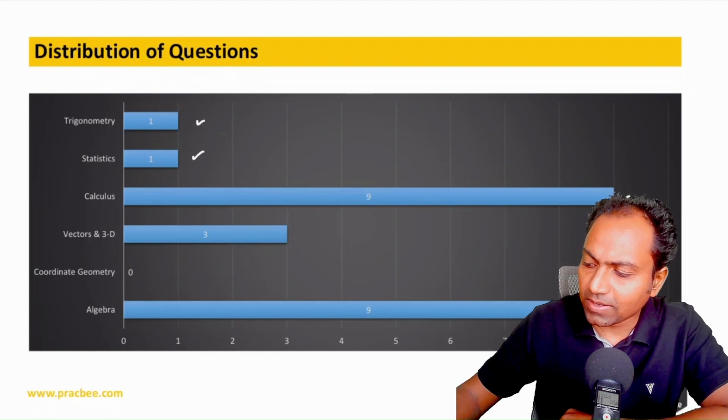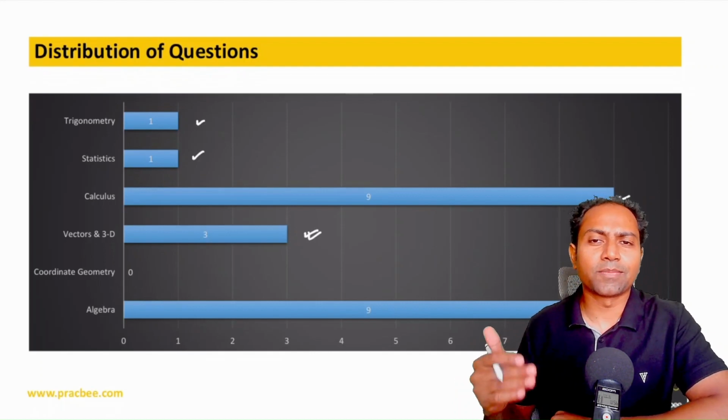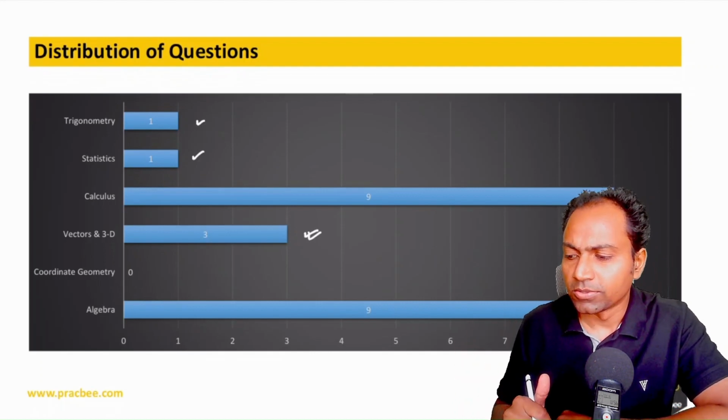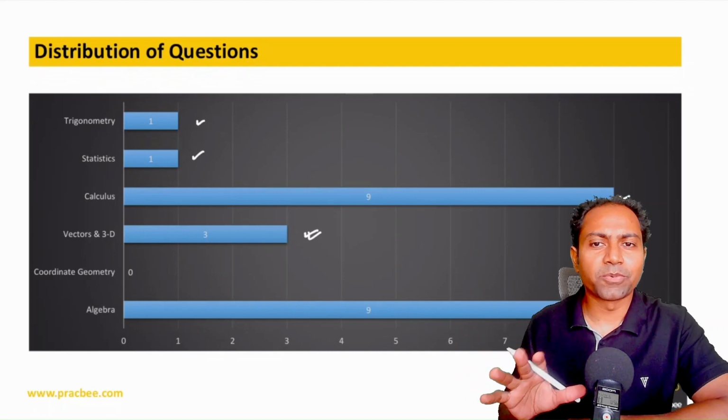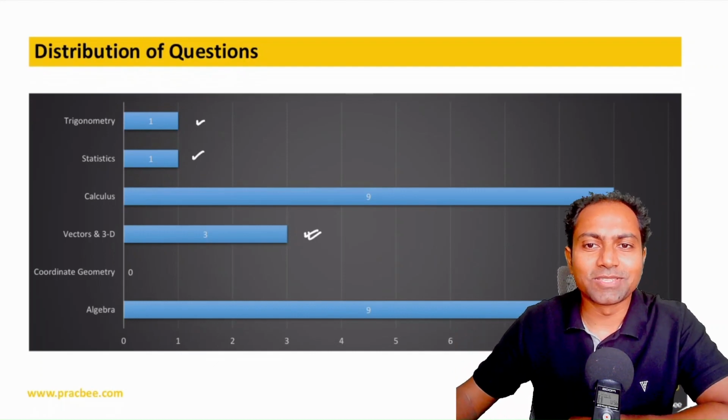And you can see that the vectors in 3D were still around those 3-4 questions that are usually there. I think there might be one more that we have not got. So largely you can see the paper is in a balanced format, based on the last 2-3 years. The difficulty level seems to be on the simpler side.